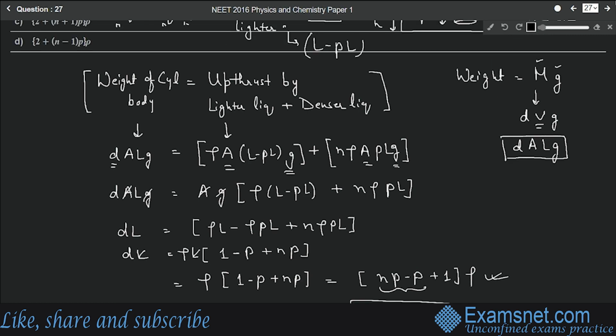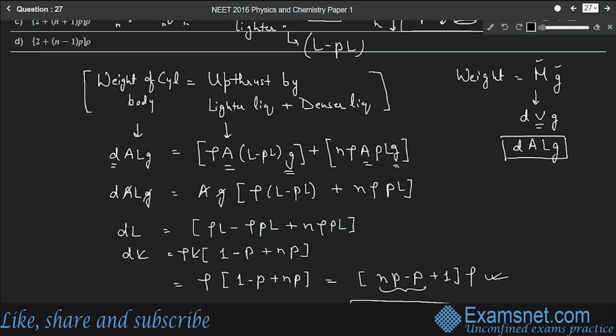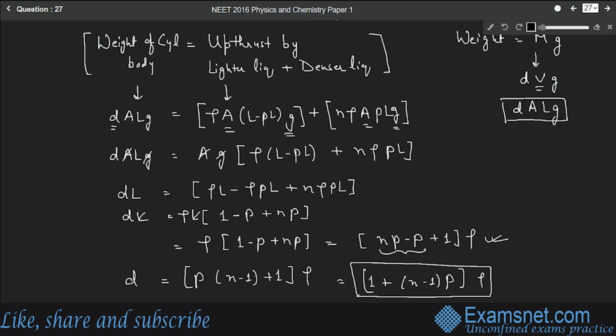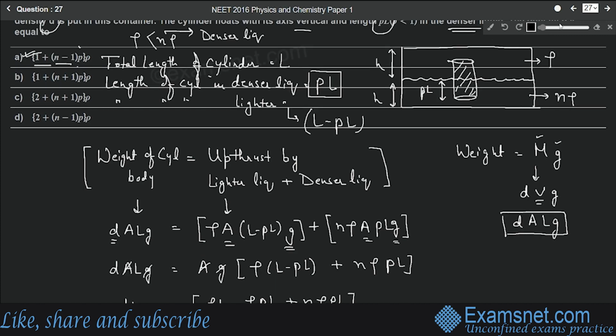So let's see which option has this. In the first option we have 1 plus N minus 1 P and then rho. This is the same thing that we have obtained. Let's match it again. 1 plus N minus 1 P, then rho is outside the bracket. Same. So option A will be the correct answer.